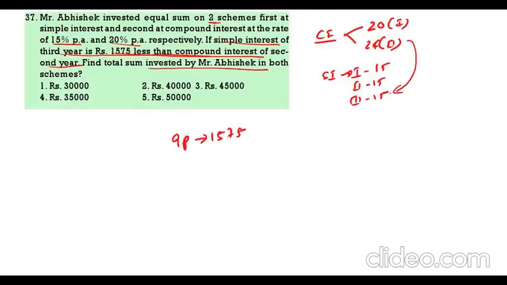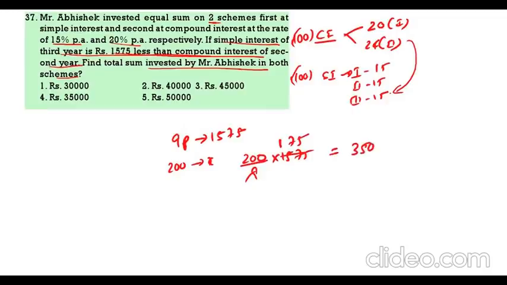Find the total sum invested in both the schemes. Total sum means I am taking 100 principal for this, 100 principal for this. So 200 is equal to how much? 200 by 9 into 1575. 9 ones are 9, 9 sevens are 63. So that will give 35,000. So 35,000 is the correct answer. Option 4.